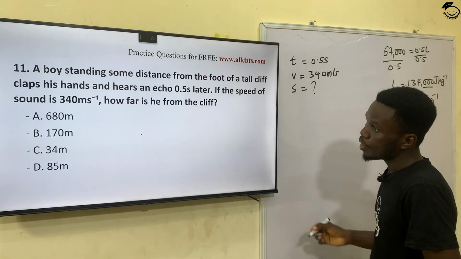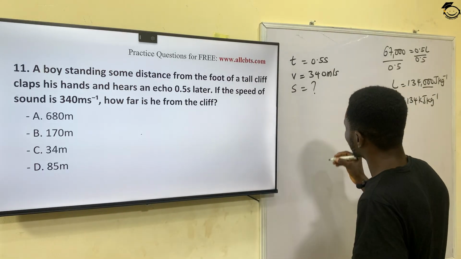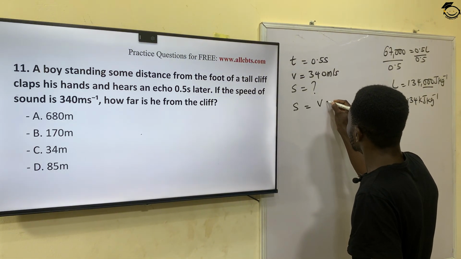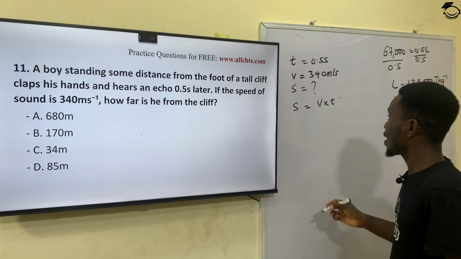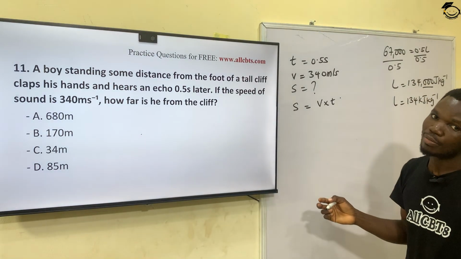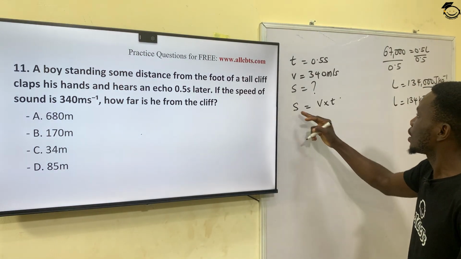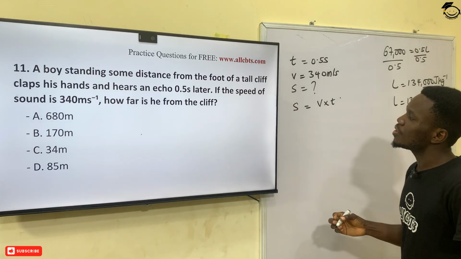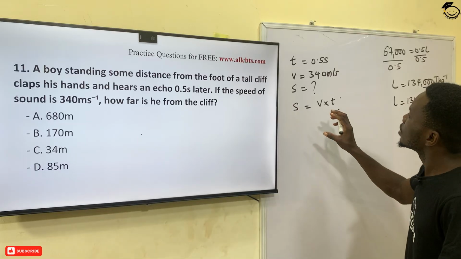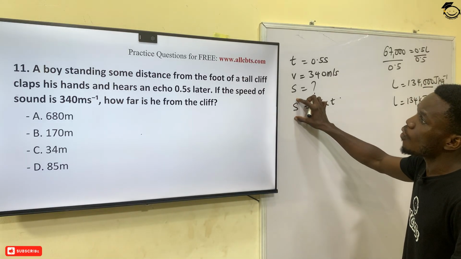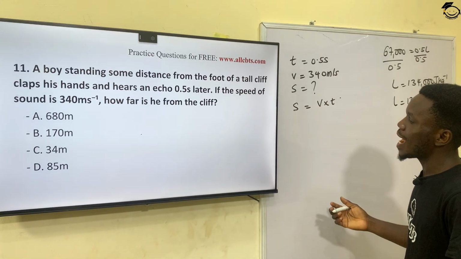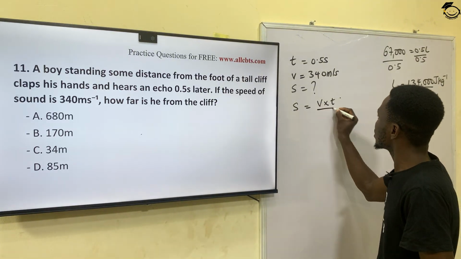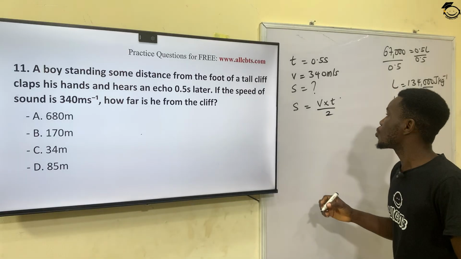We do not know it, but we know that distance is equal to velocity times time, because we said that velocity is distance over time. If you interchange that, distance is equal to velocity times time. But there is something: the distance covered for an echo is always twice the actual distance, which means that for me to get the accurate distance, I will have to divide this by 2, because an echo is to and fro.